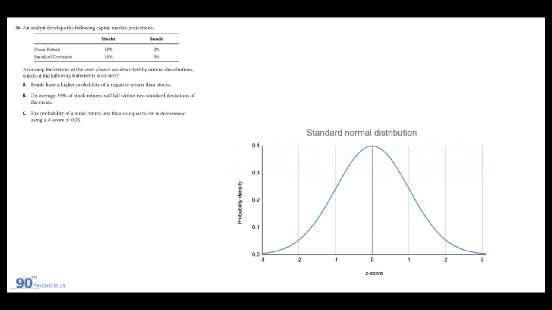An analyst develops the following capital markets projections. We have stocks and bonds, and we have a mean return and standard deviation of each. Assuming the returns of the asset classes are described by normal distributions, which of the following statements is correct?